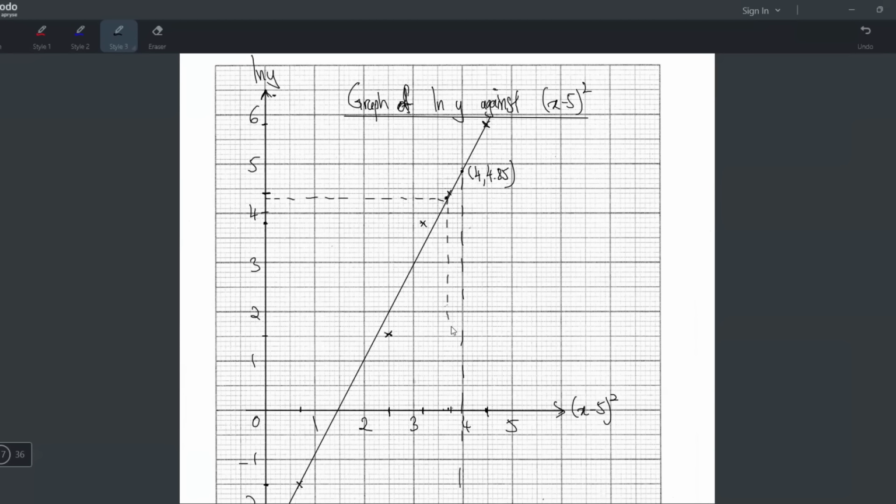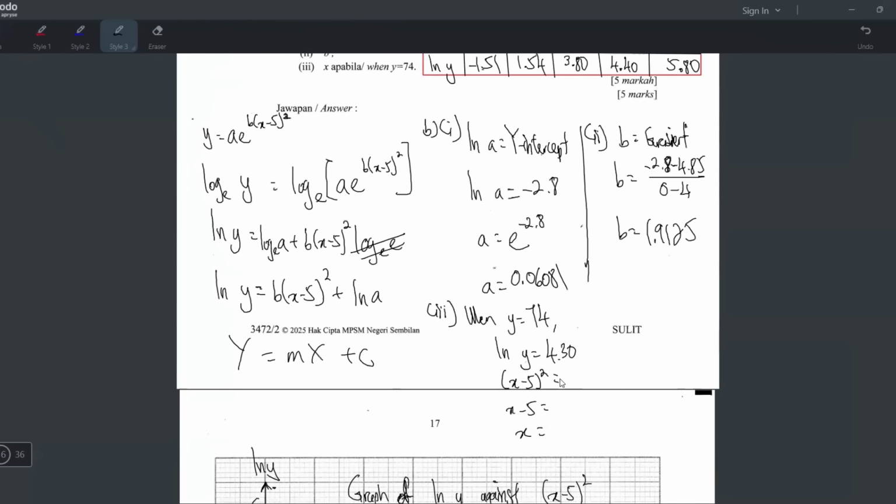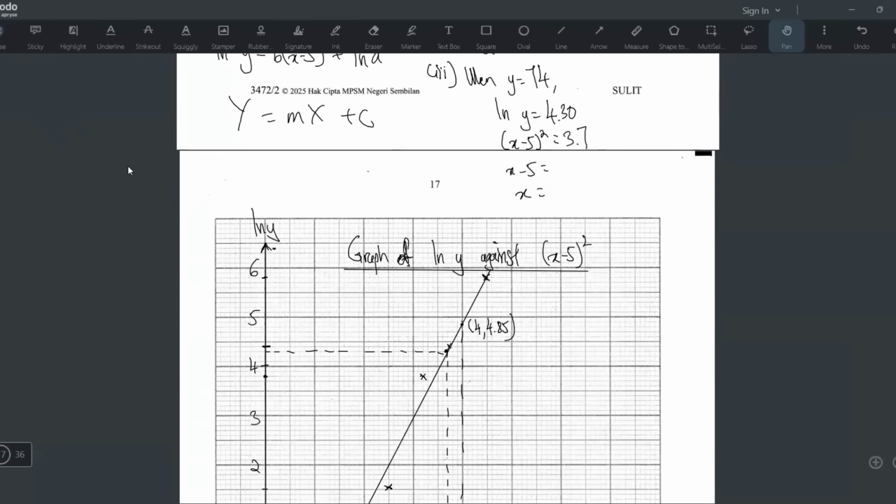And then you will get the answer for x minus 5 square. Okay, it's at 3.5, 3.6, 3.7. Okay, but this is not the answer. This is the x minus 5 square. You want the x, so you have to square root this.